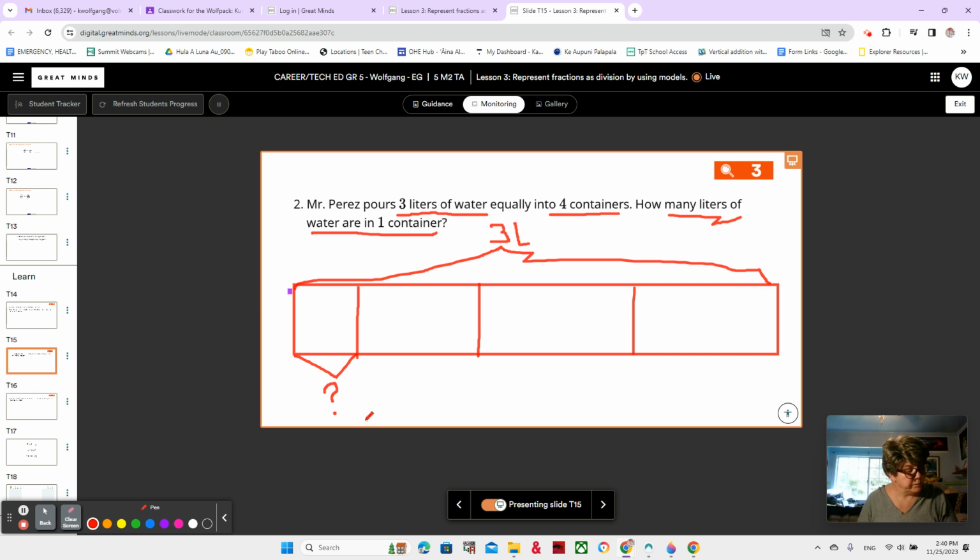Excellent. So what would be our division problem? 3 divided by 4. Okay, and 3 divided by 4 is a fraction. The number on the top is smaller than the number on the bottom, so we don't need to change it to a mixed number. We can keep it right this way, right? So that means 3/4 of a liter goes into each one.